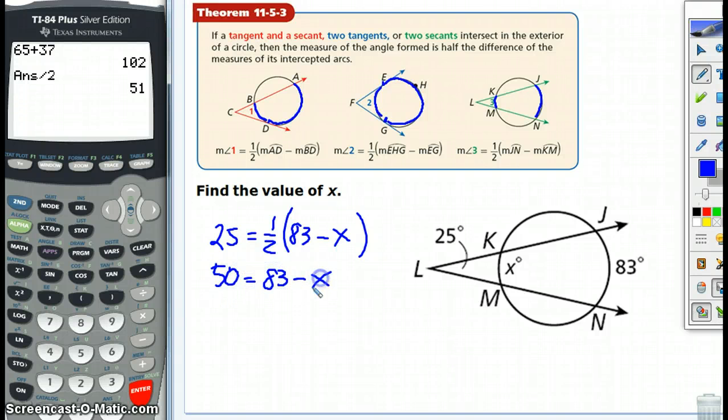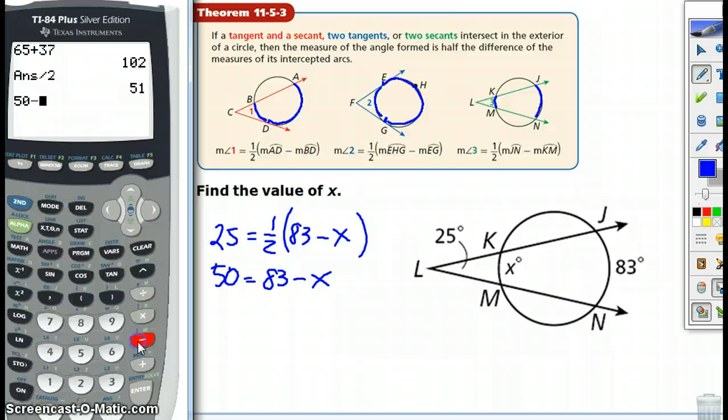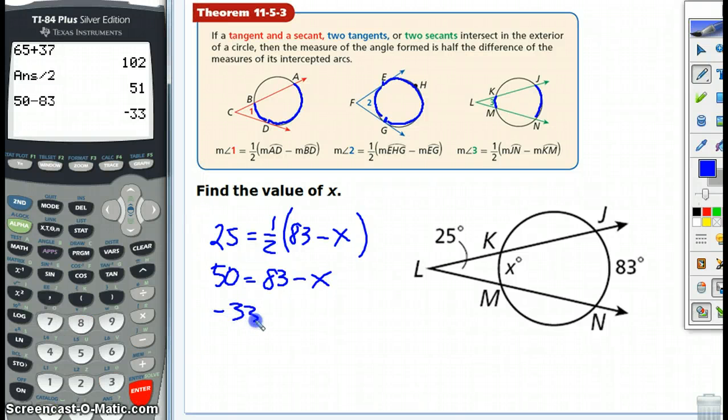And then through the magic of mathematics, the fractions went away. And now we're going to subtract 83 from both sides. 50 minus 83, probably could have done that in my head. Negative 33 equals negative x. So x is equal to 33 degrees.